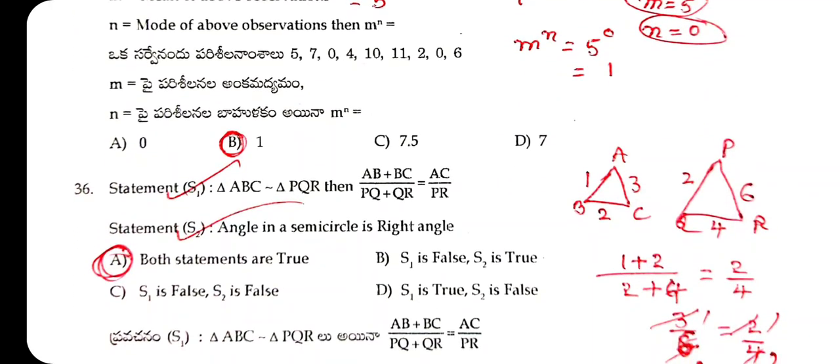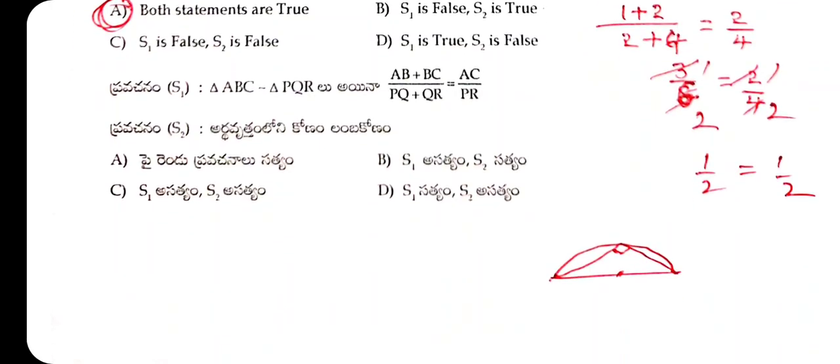The similar triangles property is satisfied, and angle in a semicircle is a right angle. So both are correct. The answer is both are true.